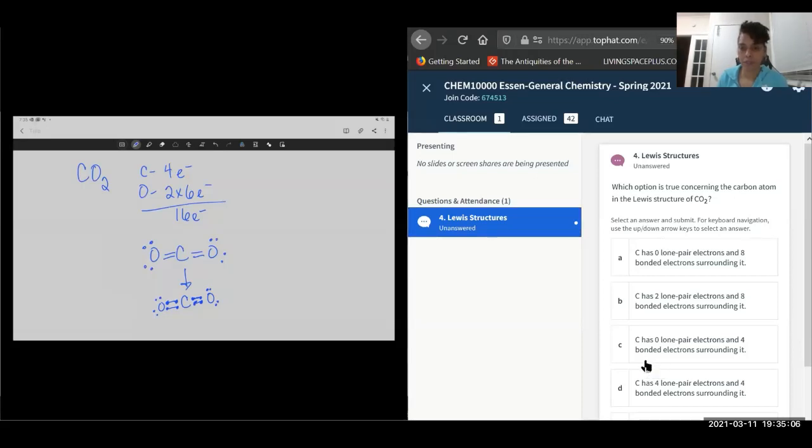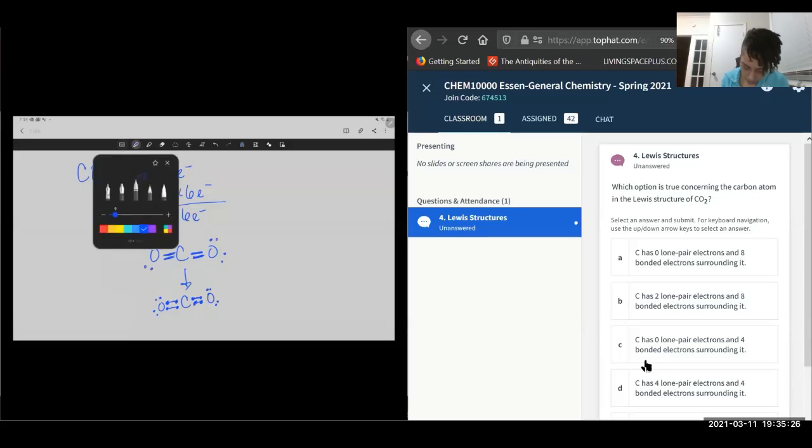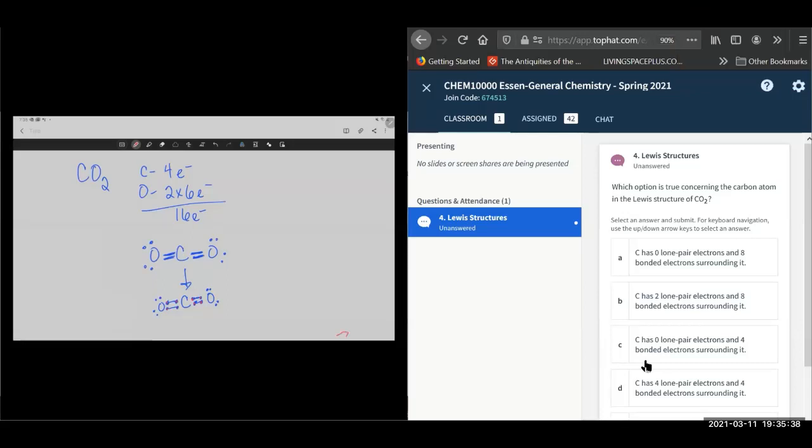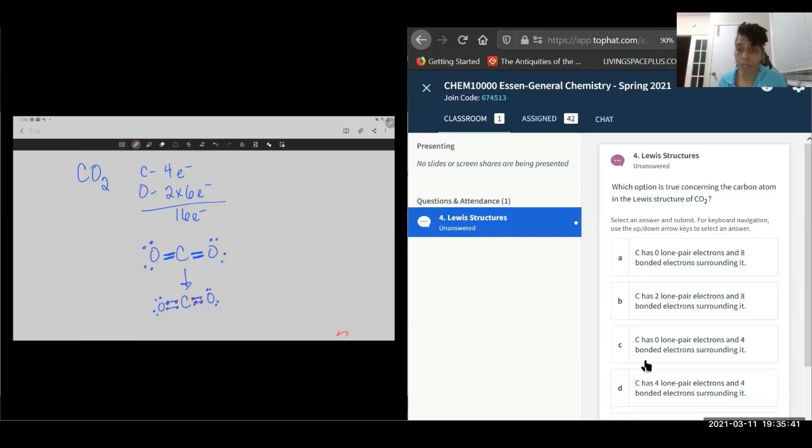All right. So let's take a look at the structure here. If we look at the Lewis structure of carbon dioxide, we've got 4 bonds. Each bond, remember, represents 2 electrons. So how many electrons are surrounding the carbon atom? 8. Are they bonded or are they lone pairs?